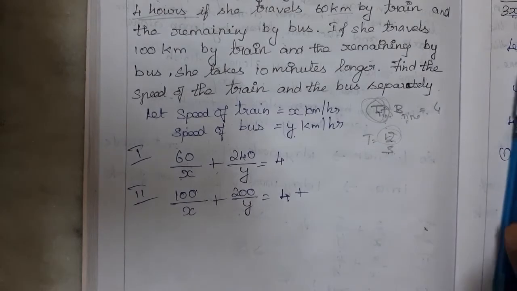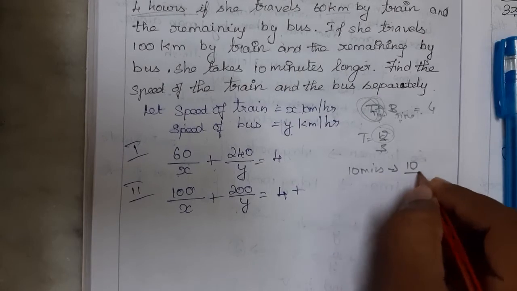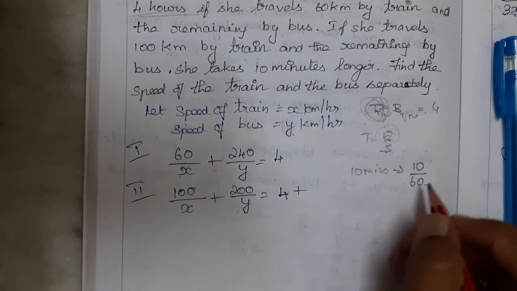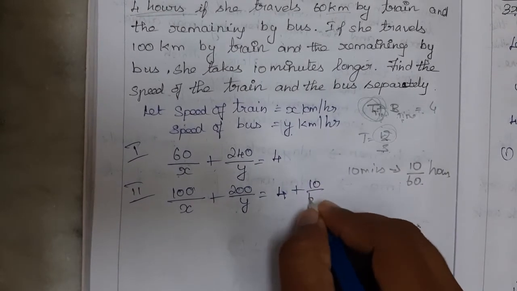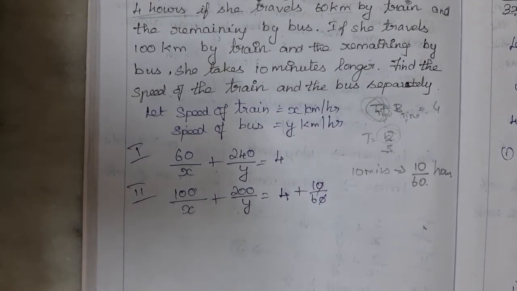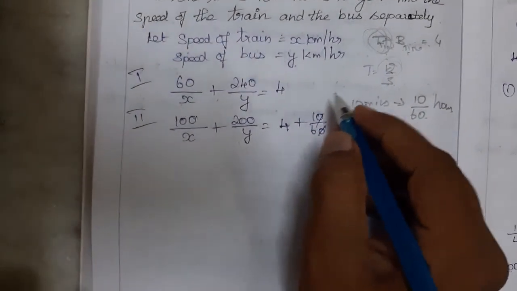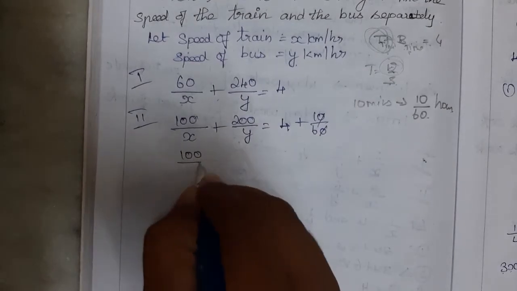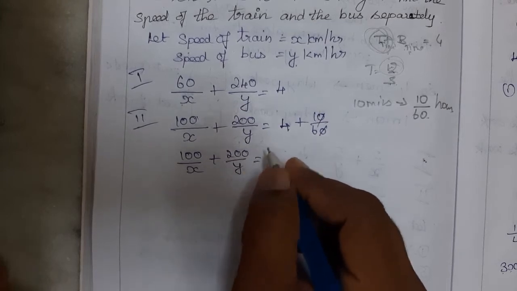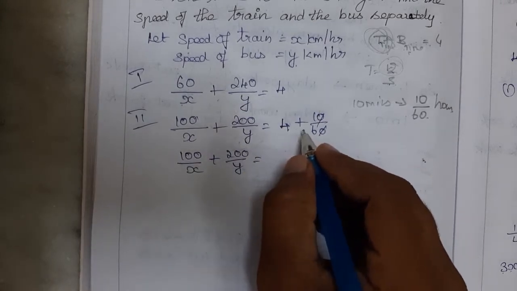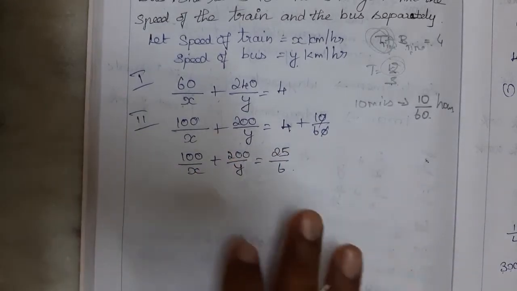10 minutes you convert into hours. So 10 minutes, we can convert it as 10 by 60, right? That is the conversion to hours. So 4 plus 10 by 60, so 1 by 6. Let me cross multiply and reduce it. First I will simplify it. 100 by x plus 200 by y is equal to, cross multiply, 6 4s are 24, 24 plus 1 is 25 by 6. Clear, right? Any doubt here?